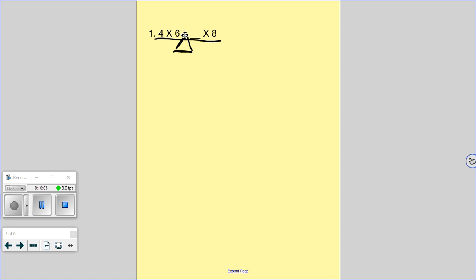Can someone read the first part of that equation, but in English, not in math language? How would I read that first part in English, not math language? Lily Marie? 4 groups of 6. How am I going to put 4 groups of 6 on my balance? Think about it. How could I do that?